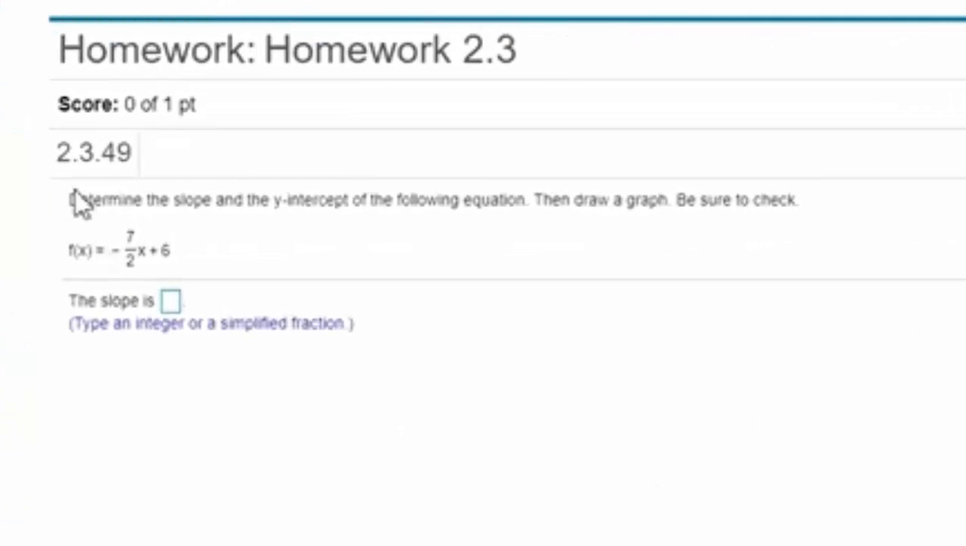So look at what this asks us to do. It asks us to determine the slope and the y-intercept of the following equation, then draw the graph. Be sure to check your answer. So it says, oh, what's this weird notation? It's f(x) = -7/2 x + 6.